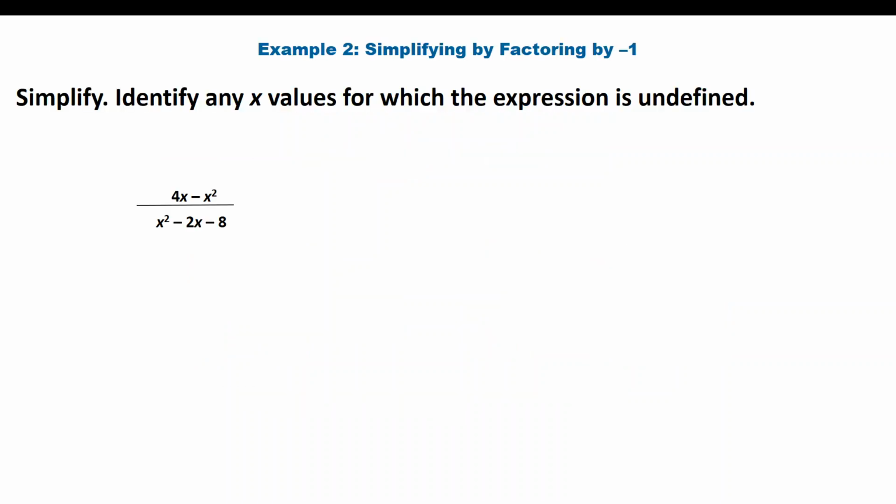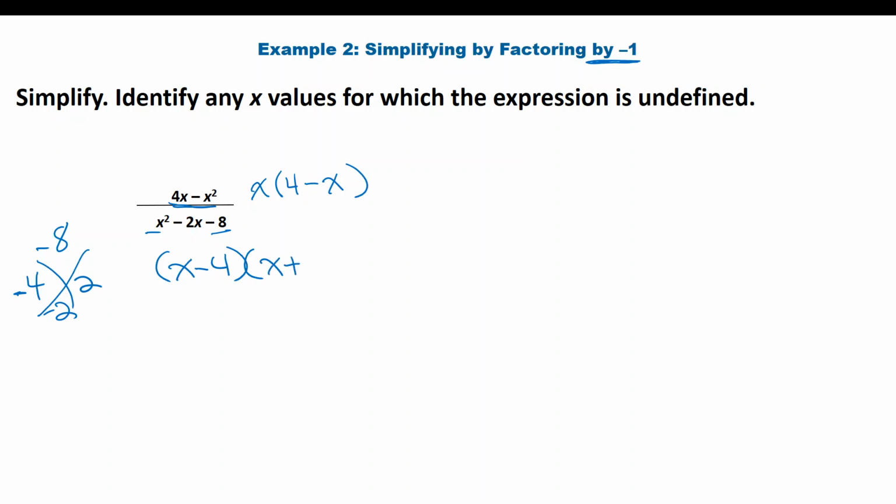Okay, this example is pretty much the same, but this time I'm going to show you how we can use negative 1 to help us. So the first thing we want to do to simplify is factor an x out of this first term. That leaves me with x times 4 minus x. And on the bottom, when we factor this, two numbers that multiply to get negative 8 and add to get negative 2 are 4 and 2, but the 4 has got to be negative. So that's going to leave me with x minus 4 times x plus 2. All right, so let's go ahead and write that in there, x minus 4 times x plus 2.